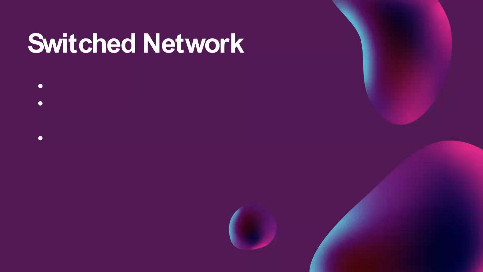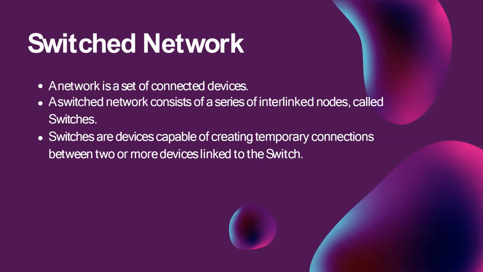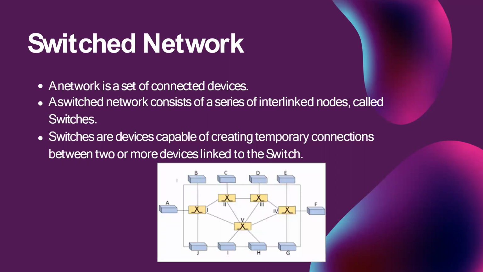So in packet switching, first we see the switch network. In a switch network, our network is a set of connected devices. A switch network consists of a series of interlinked nodes called switches, and switches are devices capable of creating temporary connections between two or more devices linked to the switch. This is about switch networks, and we can see the figure of a switch network.